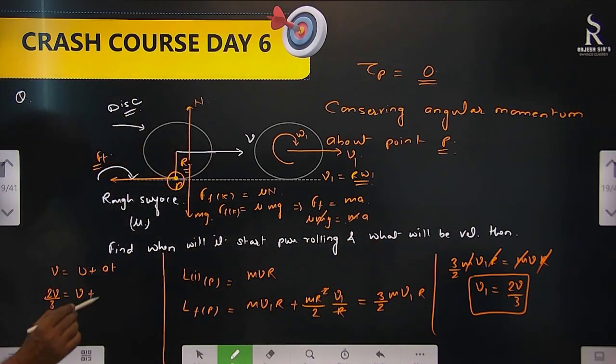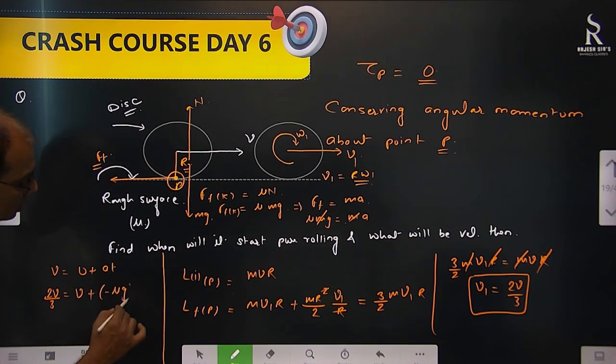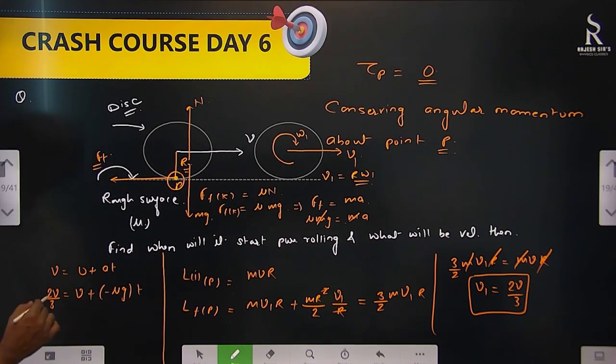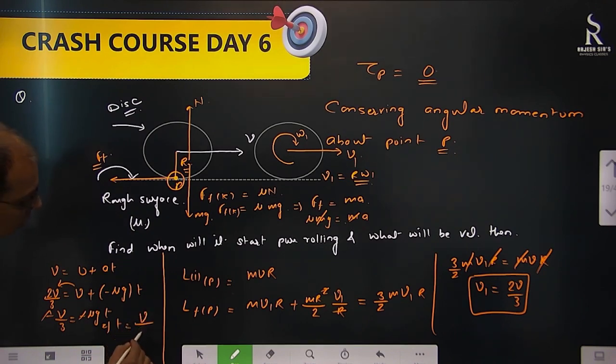Put it here. Is it acceleration or retardation? Retardation. That's all. So 2v by 3 minus v, minus v by 3, minus mu g into t. What is the t value? v by 3 mu g. That's it. Finished.